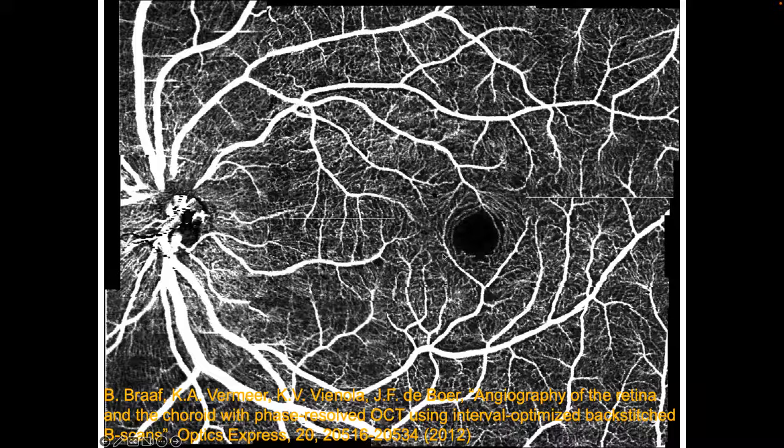You have an algorithm that detects if there's too much motion and you just throw it away. You can imagine that you can do these large area scans. They take maybe 12 seconds. It's easy to have somebody behind the system for 1 or 2 minutes and you just take a lot of scans and then you select out the good ones and you can still build an angiogram. But if somebody has really jittery eye motion, it won't work. So you need to be reasonably stable.